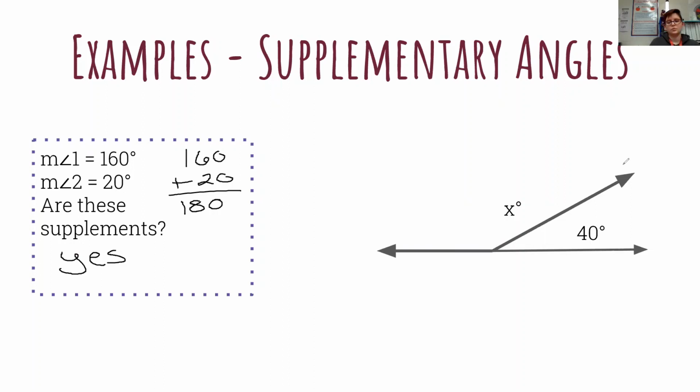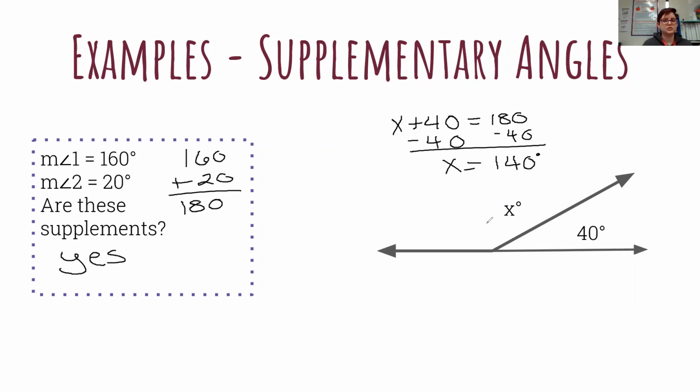Okay, our picture, we can see we have two angles that make a straight line. So these are supplements. We're going to say x plus 40 equals 180. We're going to undo addition with subtraction. And we find that x equals 140 degrees. And we can use the degree symbol because x represents the whole measure of the angle, not just part of it.